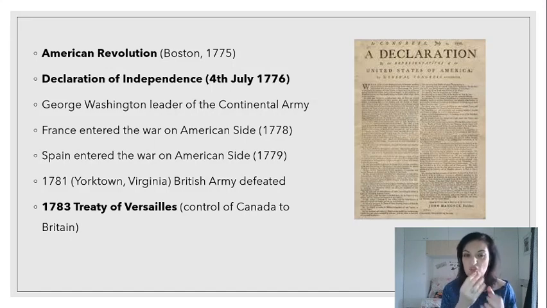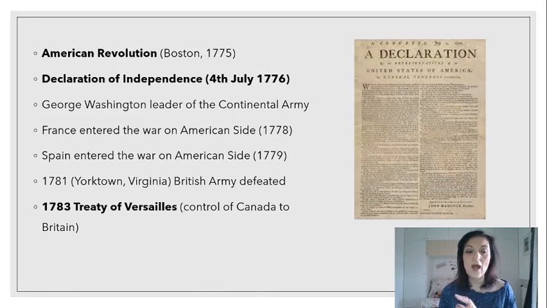But the war changed dramatically between 1778 and 1779 when, firstly, France, then Spain, entered the war on the American side, so on the side of the colonies and so against Britain. So the Continental Army together with the French army and the Spanish army managed to defeat the British army in 1781 in the Battle of Yorktown in Virginia. So the last and maybe most important defeat of the British army by France, Spain and the Continental Army together happened in Yorktown in Virginia in 1781.